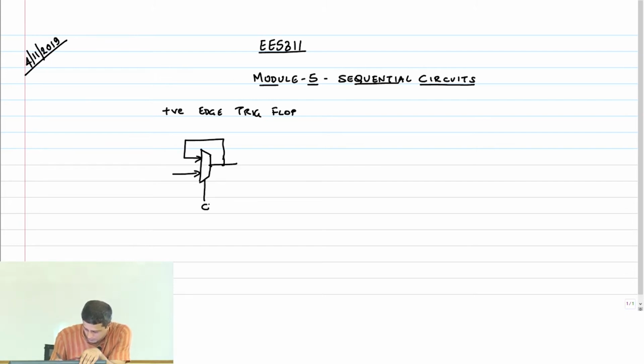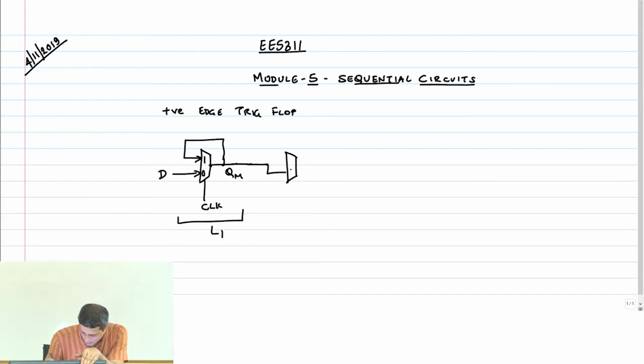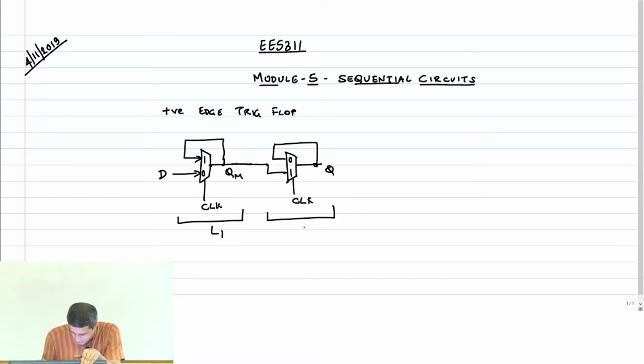Right? So clock, we needed a negative latch first, which means that this has to be 0, this has to be 1, D can go out to QM, right? This is my latch L1, and then we have another mux here, and Q, and this is clock, and then I'm going to call this 0, 1, right? So this is L2, this is a negative latch, this is a positive latch, okay?